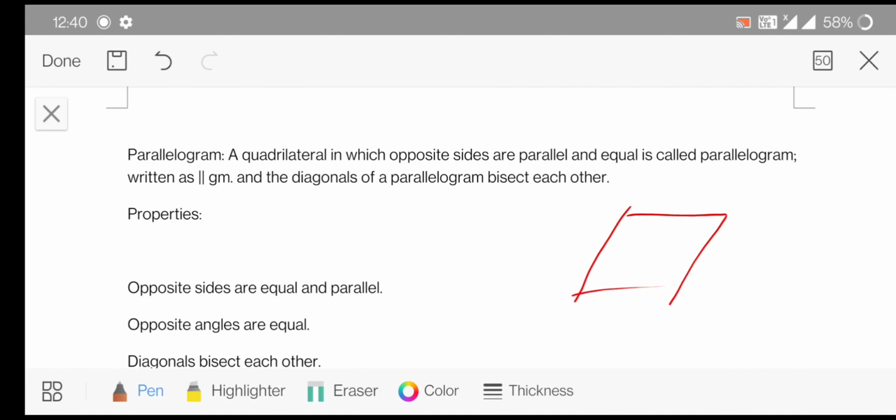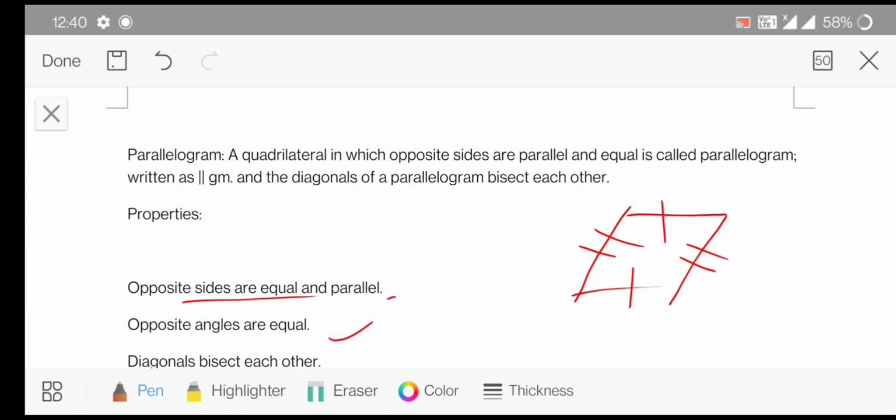So this is the parallelogram. Now what is a parallelogram? A quadrilateral in which opposite sides are parallel and equal. Opposite sides means these sides. So here these two sides are equal and parallel, and these two sides are equal and parallel. So this is one of the properties of a parallelogram, that opposite sides are equal and parallel.